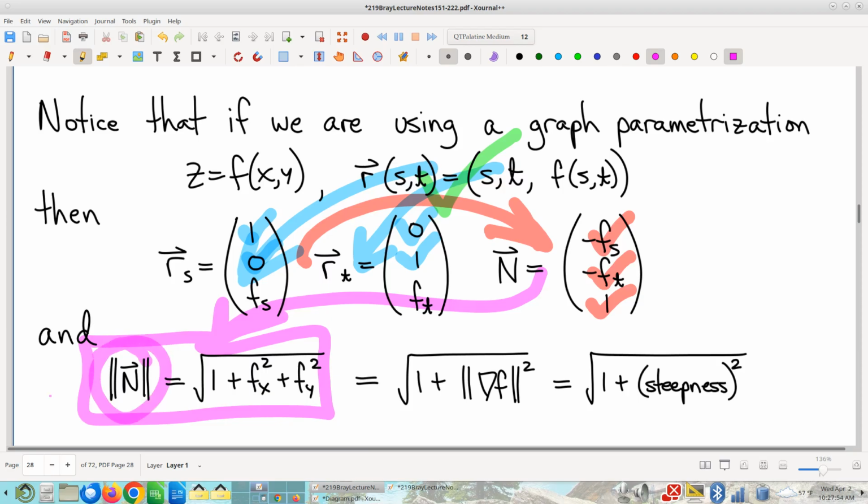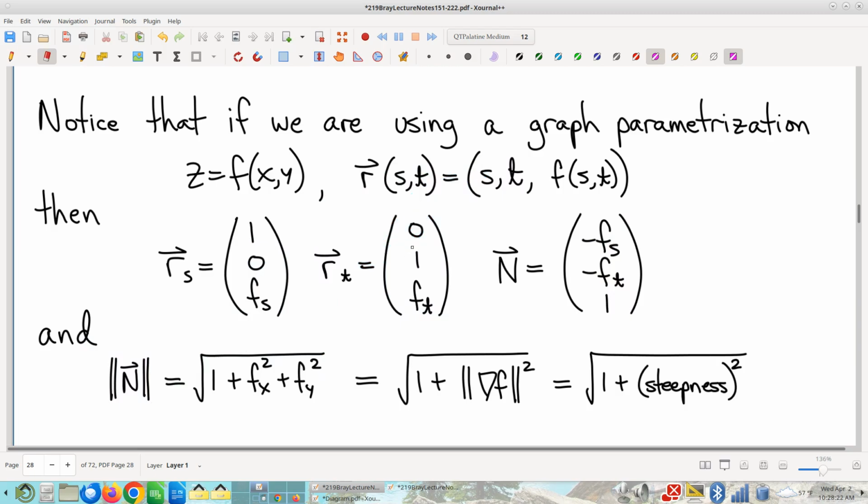So you can just memorize this formula. I think it's a great choice. Memorize this formula, and that means anytime you are using a graph parameterization, you don't even have to go through the multi-step process of taking the partials and doing the cross product and computing the magnitude. This has already done that for you. Very handy. Right? Now, asterisk.